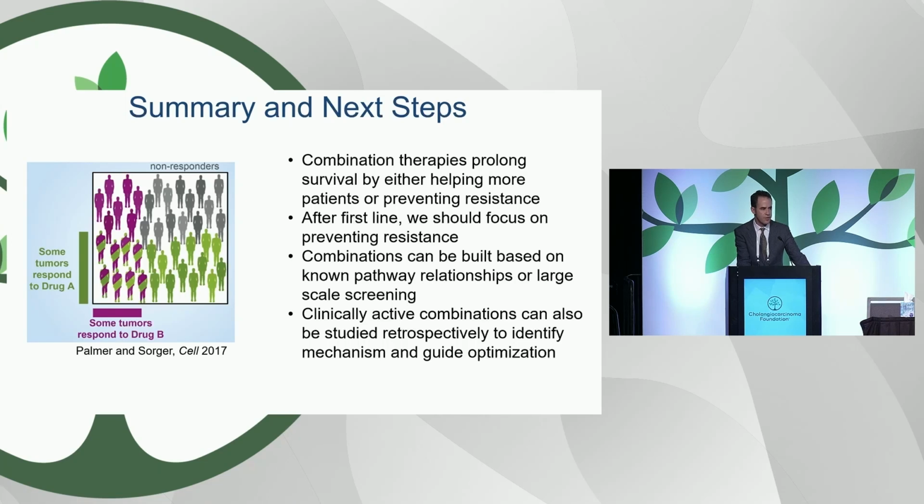And as I talked about over the course of this discussion, combinations can be built based on either known pathway relationships, the BRAF-MEK example, or large-scale screening. And it bears noting that the large-scale screening often just returns those same pathway relationships. And finally, I just want to point out that we can do this backwards too, and that clinically active combinations can be studied retrospectively to understand optimization and potentially augment their synergy.